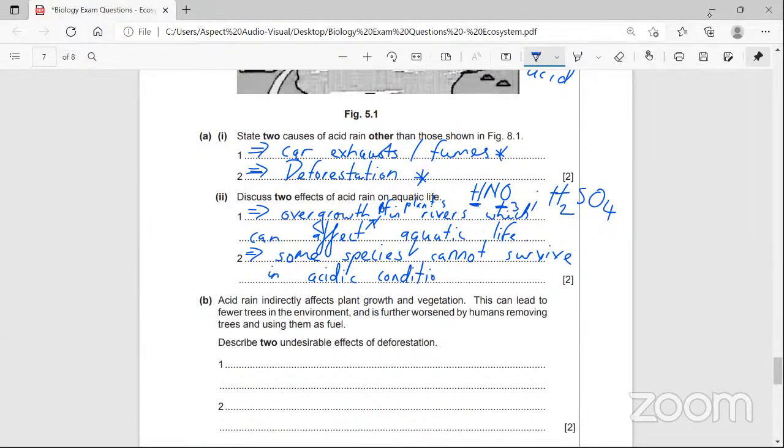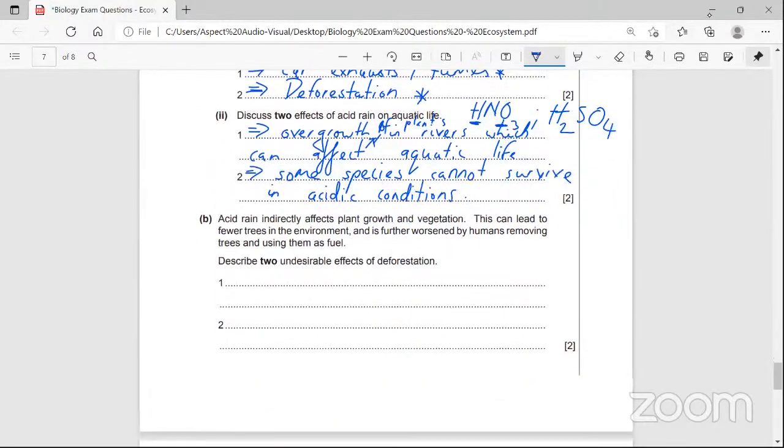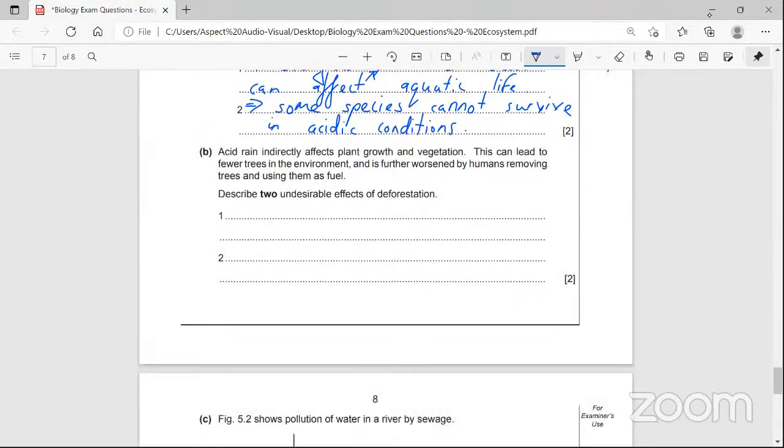Are we together? You get your mark. Acid rain indirectly affects plant growth and vegetation. This can lead to fewer trees in the environment. It's further worsened by humans removing trees and using them as fuel. Describe two undesirable effects of deforestation. What can happen?